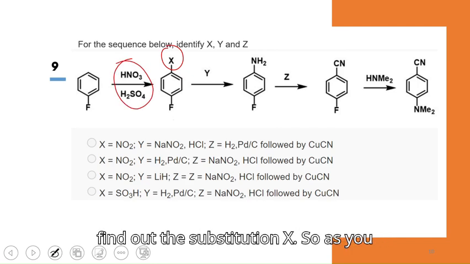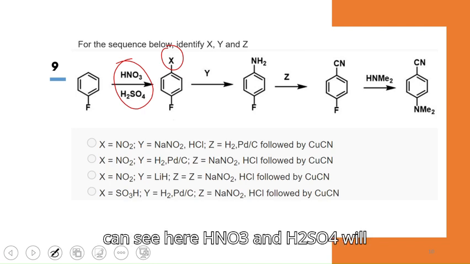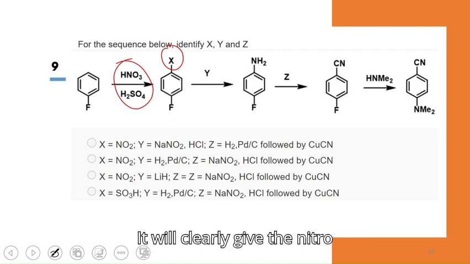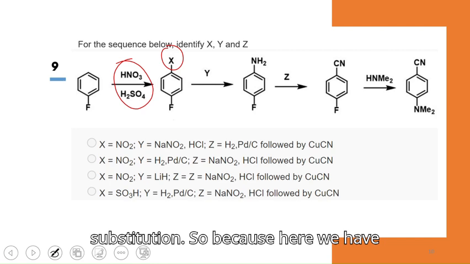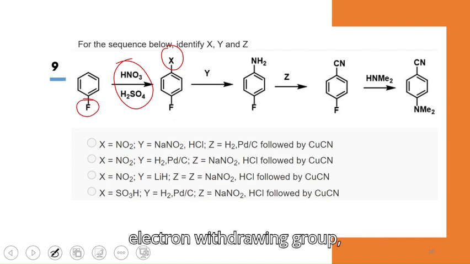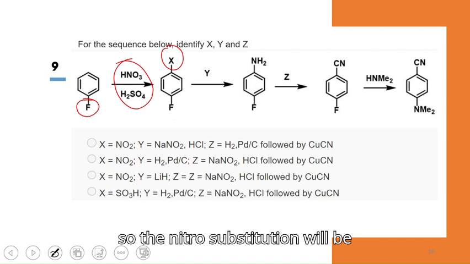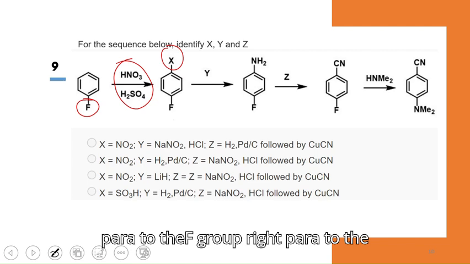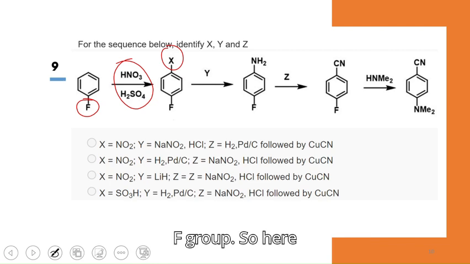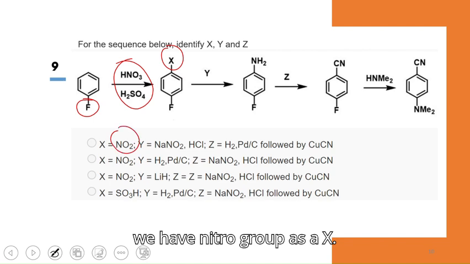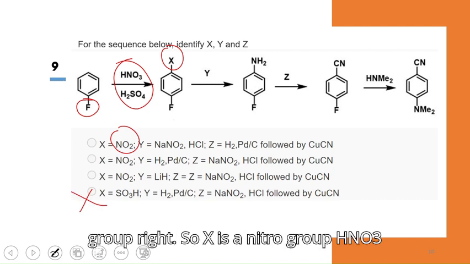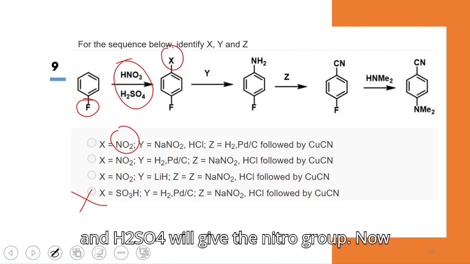As you can see here, HNO3 and H2SO4 will clearly give the nitro substitution. Because here we have an electron withdrawing group, the nitro substitution will be para to the F group. So here we have the nitro group as X. Option D is ruled out because of the nitro group. So X is a nitro group. HNO3 and H2SO4 will give the nitro group.